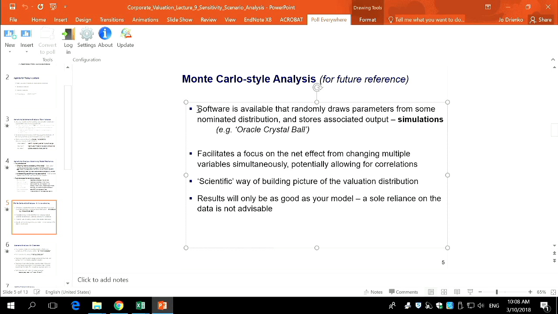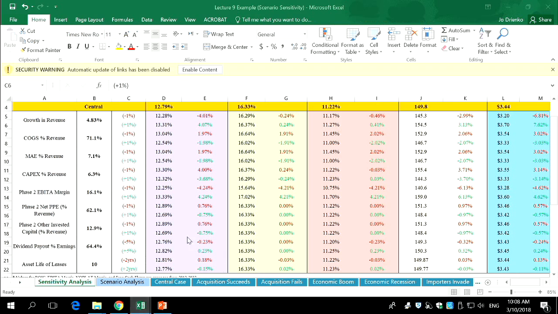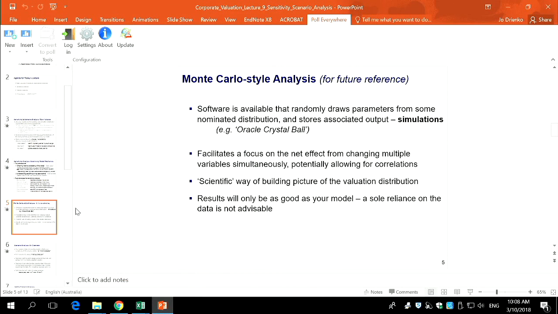You can use software instead of using historical data or plus or minus one standard deviation, whatever it is in your table for both sensitivity and scenario. You can just let the software do all the work and just have random draws from some kind of a distribution of historical values. So use simulations, a statistical approach. Right?